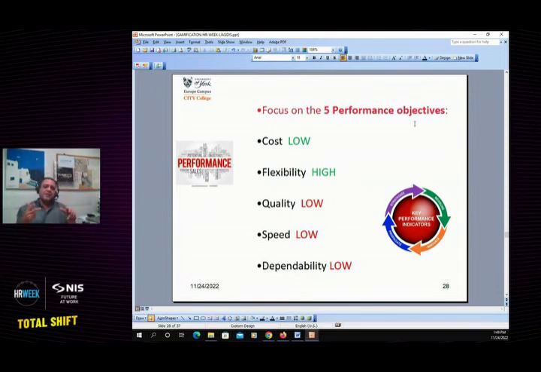Now, looking at these seasonal workers, cost-wise, for us, it's low, so it's good. Flexibility-wise, that's high, and this is good for us. When we need them, we have them. When we don't want them, they're kind of laid off. Quality-wise, though, they're low, and that is bad for us. Speed-wise, again, that is a low performance objective, because they're not as quick as somebody who works for us permanently. And of course, dependability-wise, they are low.